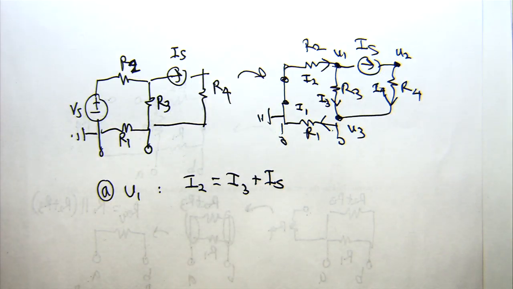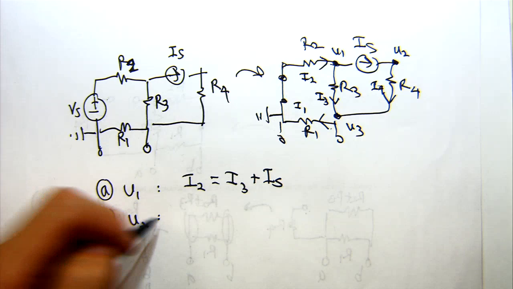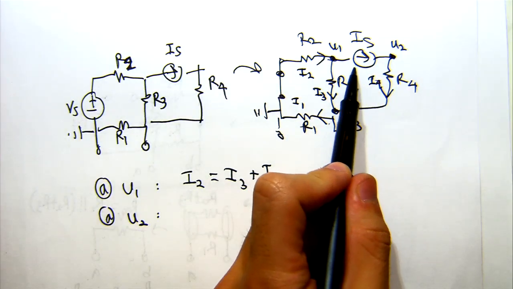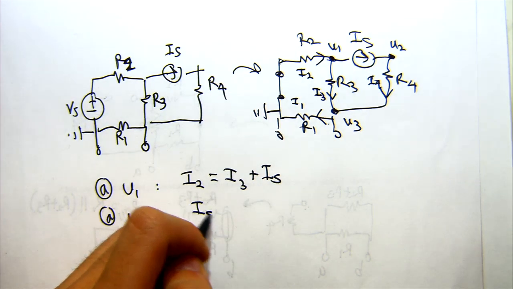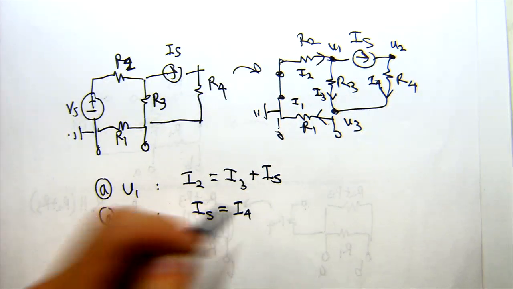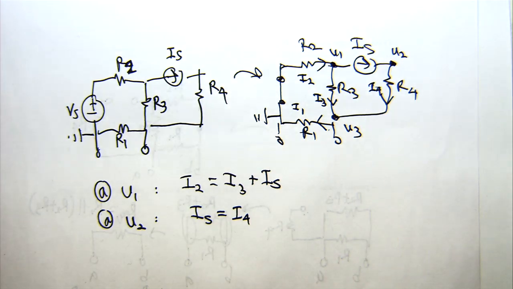There's two other nodes for which I'll have to write them. So at U2, here I'm just going to have this current source in series with the R4 resistor. So I can just say that the current through IS will be the same as this I4. If I happen to label this current direction opposite, then I might write something like IS plus I4 is equal to 0, in which case you know that they're opposite in sign.